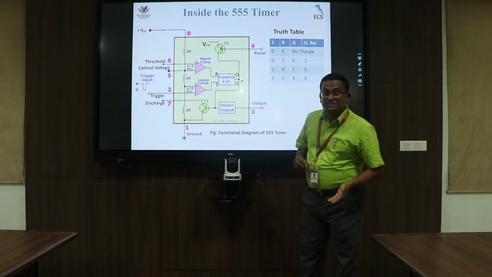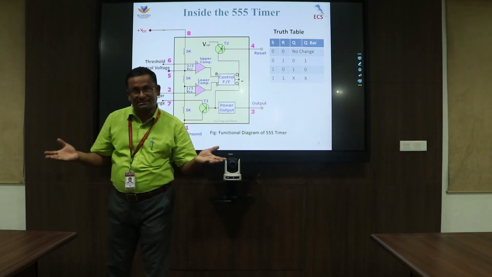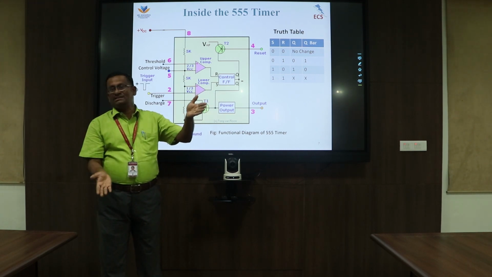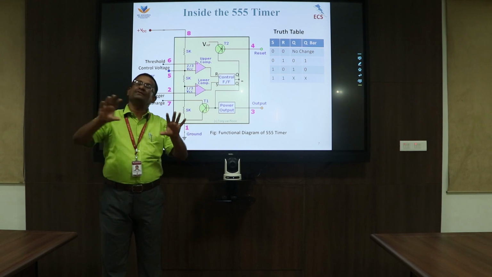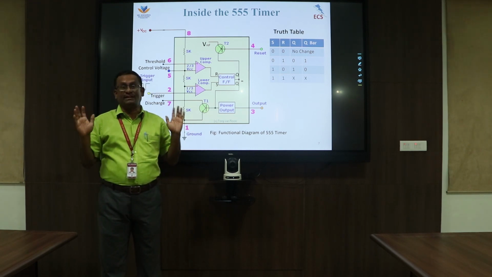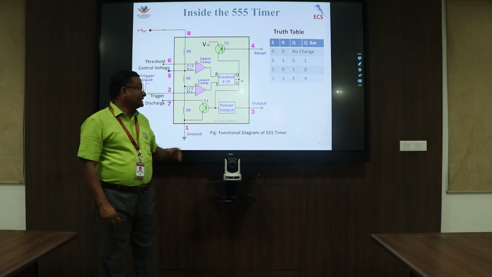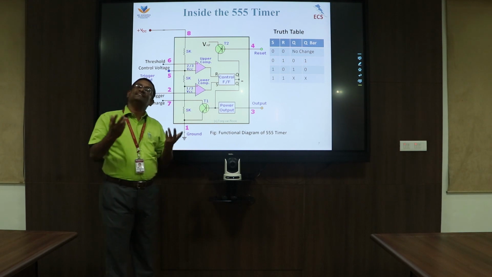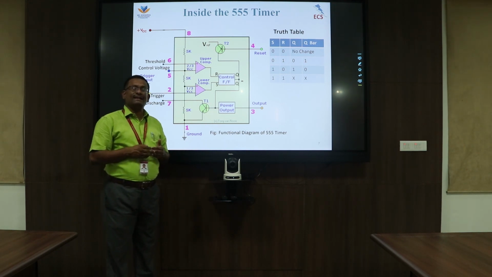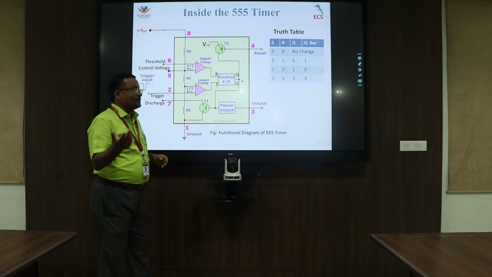The second application of the IC555 timer is astable. Astable means there is no stable state. We have equal on time and equal off time, so it can continuously produce a square wave. That is called an astable multivibrator or a free-running multivibrator. The third is called the bistable multivibrator. Mostly we use the monostable and astable. Rarely or occasionally we use the bistable multivibrator for such applications.